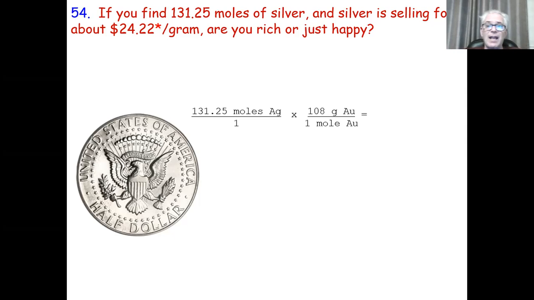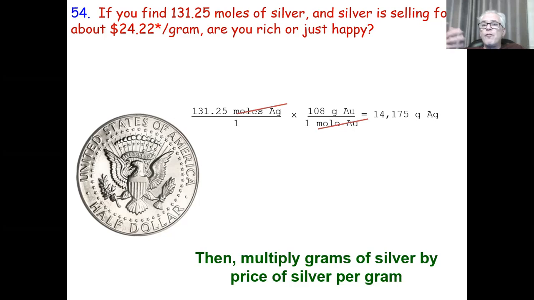Here it comes. Ready? Ka-chunk. I got rid of them. And the answer is going to come out in grams. Multiply across the top. It's going to be a lot of grams. It's not a bad day. All right. So 14,175 grams. Kind of a lot of grams. Now, silver is only $24 and change a gram. It goes up and down a couple of pennies every day, unless something crazy happens. But I think it's pretty close.